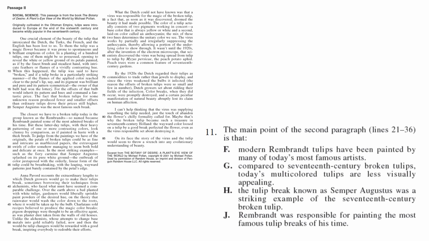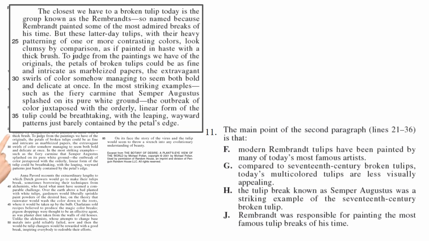Number 11, the main point of the second paragraph. Okay, so this one it talks about how the closest we have to broken tulip today is a group known as the Rembrandts. They're named because Rembrandt painted them. And it talks about just striking examples of them all, right? So is it choice F? Modern Rembrandt tulips have been painted by many famous artists. That's not mentioned anywhere in that paragraph. To compare 17th century tulip bulbs to today's multicolored tulip bulbs.